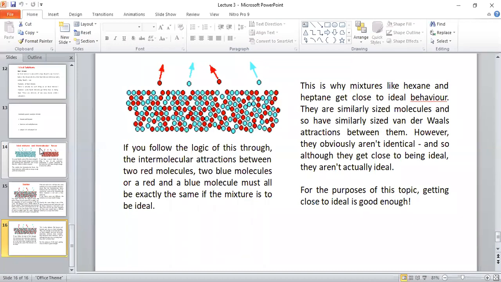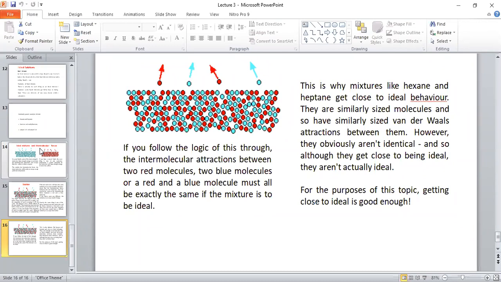All the intermolecular attractions must remain the same if the mixture has to be ideal. So that's a key characteristic of an ideal mixture, that all the intermolecular attractions inside the liquid must remain the same. And so the escape tendency for any of the molecules there also remains the same. This is an ideal mixture.